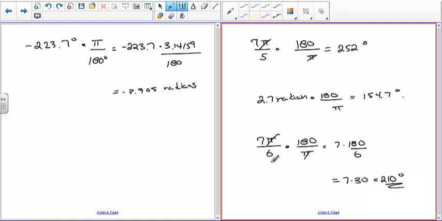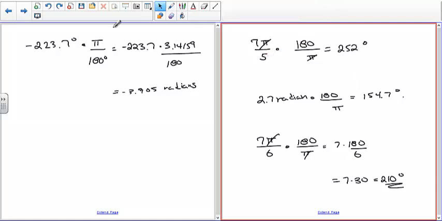So that's another way of doing it, especially if the denominator is 2, 3, 4, 6, possibly even 12. That's because 180 is divisible by those numbers easily. It actually turns out that 180 is divisible by 5 as well, so that's why that one works out as well.